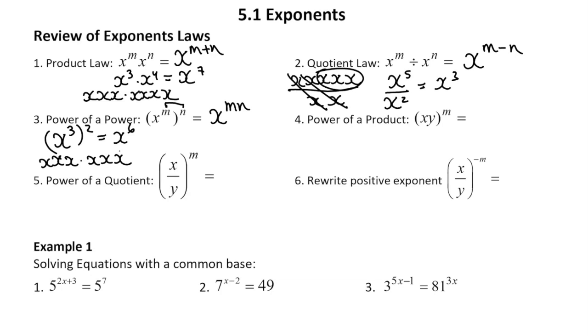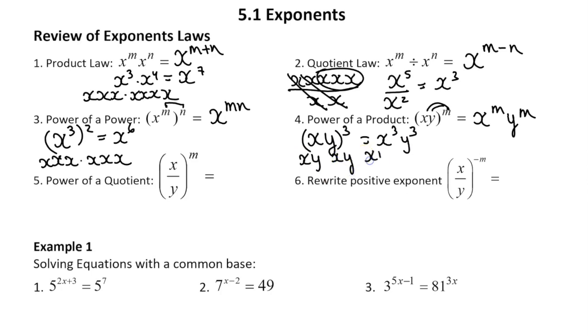The power of a product, this m can get distributed. So you'd have x to the m times y to the m. And another way of thinking of that is you could say something like, well, if I had xy to the power of 3, that's going to equal x cubed y cubed, and that's because I have xy times xy times xy, which would say I have an x times an x times an x equaling x cubed, and then a y times a y times a y equaling y cubed. So you guys get the point.